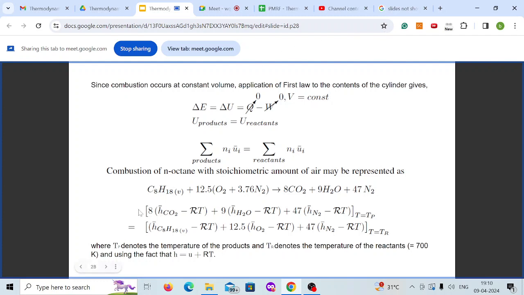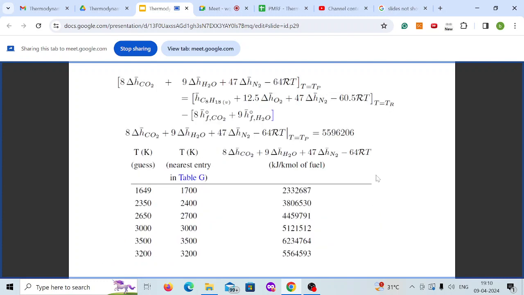So the left hand side has the products, and the right hand side has the reactants. 8 (h of CO2 minus RT) plus 9 (enthalpy of water minus RT) plus 47 (enthalpy of nitrogen minus RT) equals your fuel plus air, which is at 700 Kelvin. These enthalpies can again be written in terms of the formation and the sensible parts.